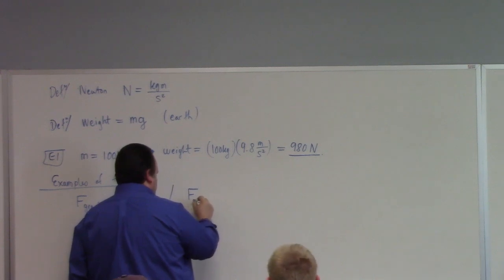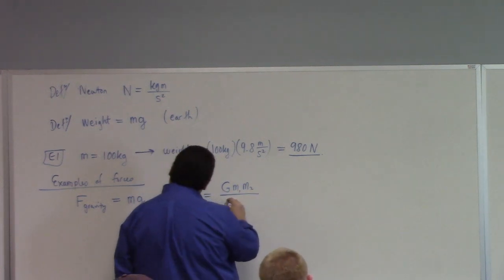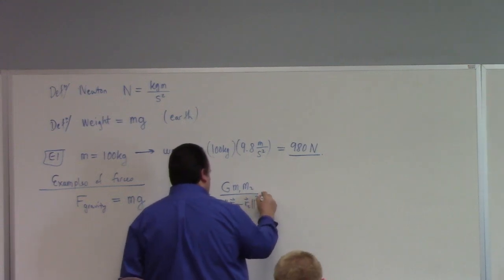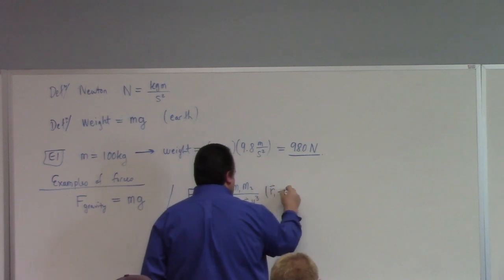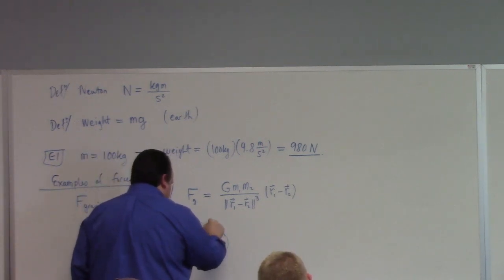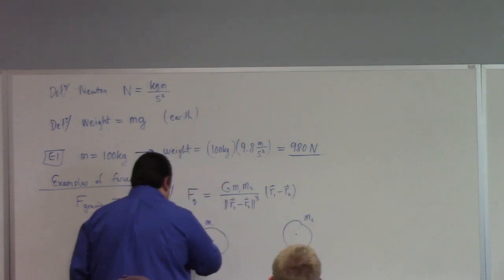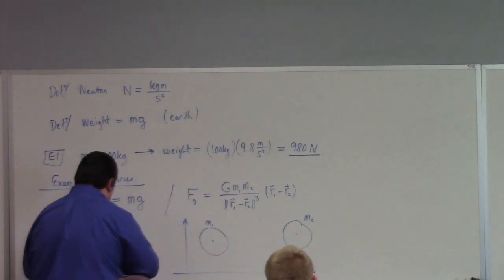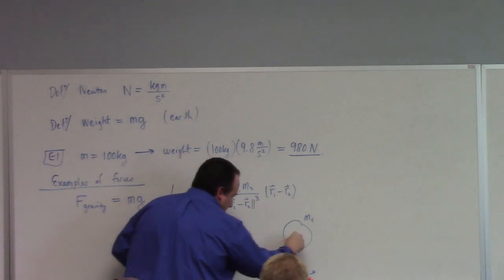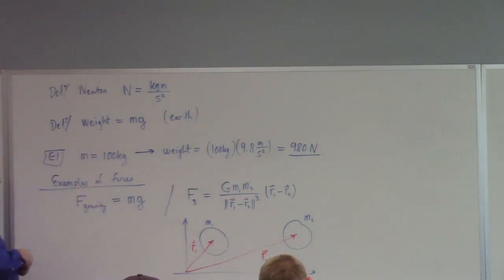It says that the force due to gravity is equal to big G, m1, m2, divided by the distance between the center of mass for one and the center of mass for two, cube that thing, and then multiply that times R1 minus R2. Let me see if I can draw a picture here. Here's M1. Over here is M2. Set up my coordinate system. So you've got here's your position vector to R1. Here's your position vector to R2. All right. And gravity is what?